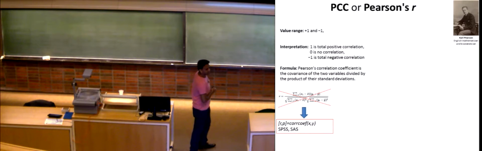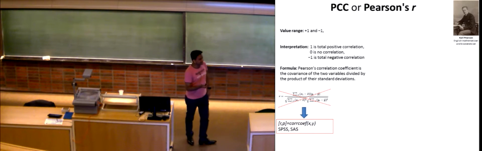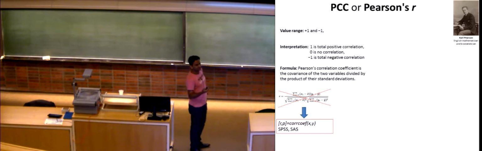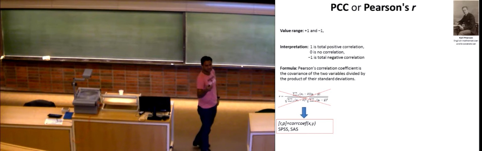So we are not interested in this formula, right? Because these days we have sophisticated commands. For example, in MATLAB, you just type corrcoef(x, y), and then you get this R and P. Similarly with SPSS and SAS, whatever statistical software you use.